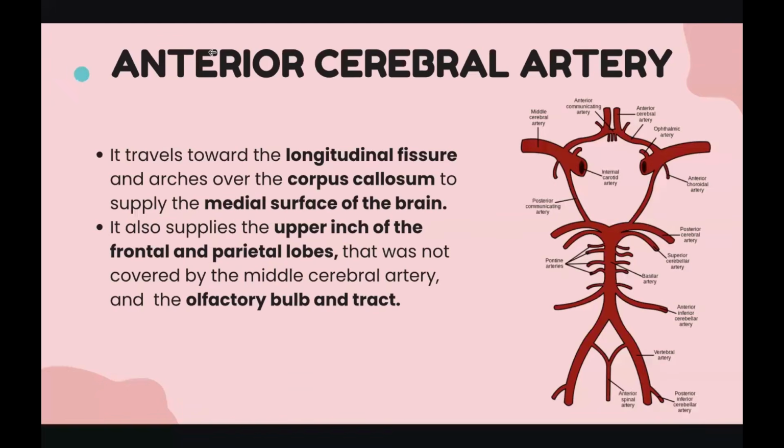Now that we're done with the middle cerebral artery, we're going to discuss the anterior cerebral artery. It travels towards the longitudinal fissure and arches over the corpus callosum that we talked about earlier, to supply the medial surface of the brain. It also supplies the upper inch of the frontal and parietal lobes, just as shown in the previous picture, that was not covered by the middle cerebral artery, and it also supplies the olfactory bulb and tract. This is the anterior cerebral artery over here, and this is the middle cerebral artery that we talked about.